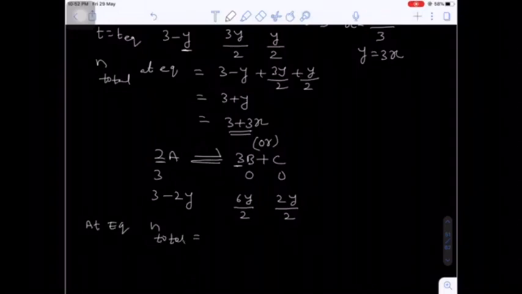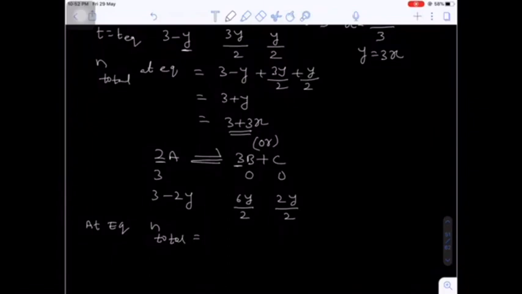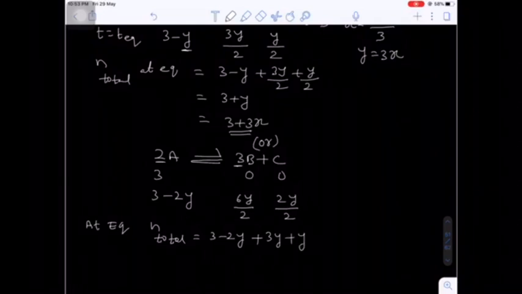At equilibrium, total number of moles. 3 minus 2Y plus 6Y by 2, that is 3Y, plus 2Y by 2. Shall I write here directly? Instead of 6Y by 2, I am writing 3Y, plus 2Y by 2, I am writing Y. 4Y minus 2Y plus 2Y. So 3 plus 2Y.